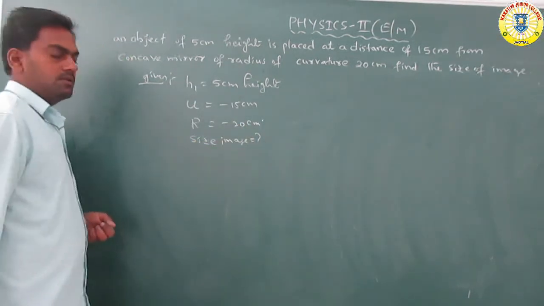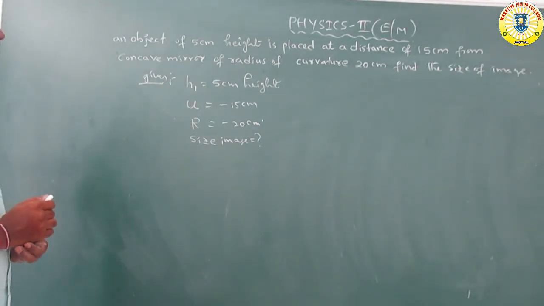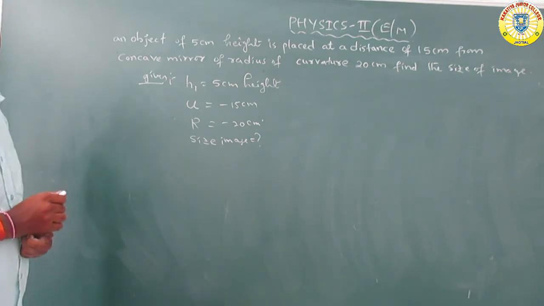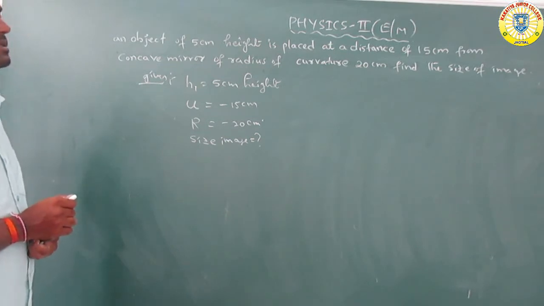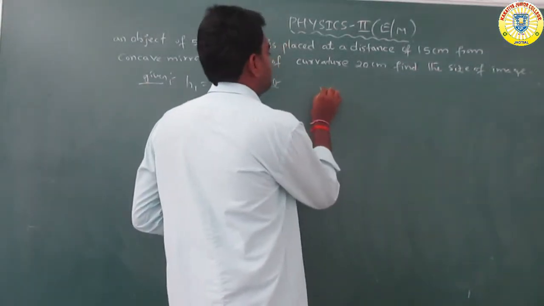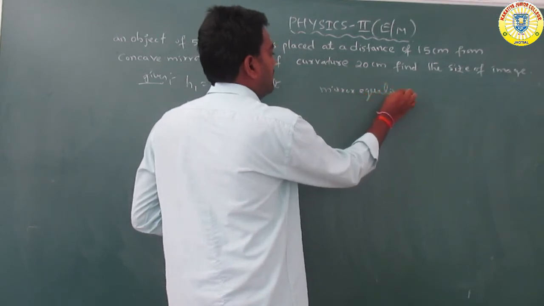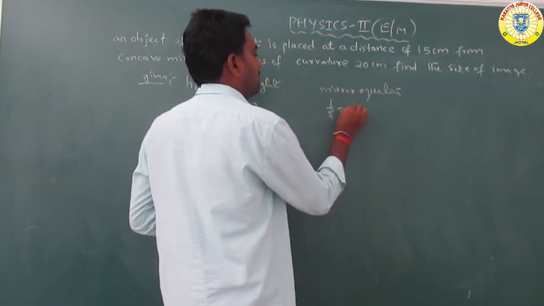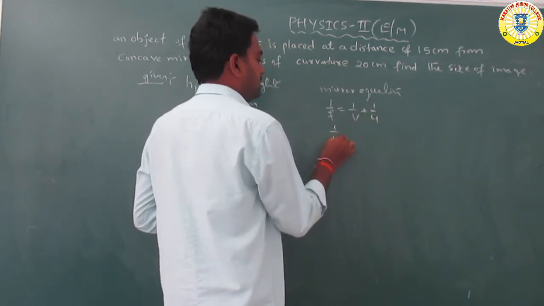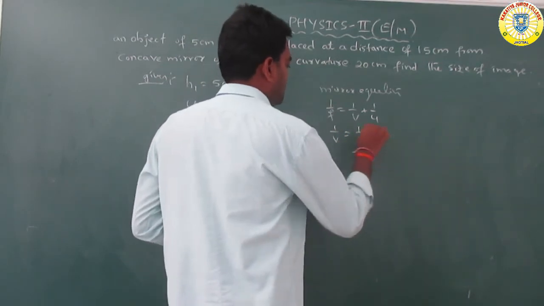Next question. First of all, the given information: the height is 5 centimeters, u is equal to minus 15 centimeters, that is the object distance, and R is the radius of curvature, minus 20 centimeters. To find the size of the image, we use the mirror equation: 1 by f is equal to 1 by v plus 1 by u. So 1 by v is equal to 1 by f minus 1 by u.